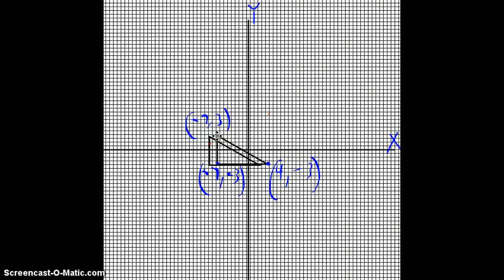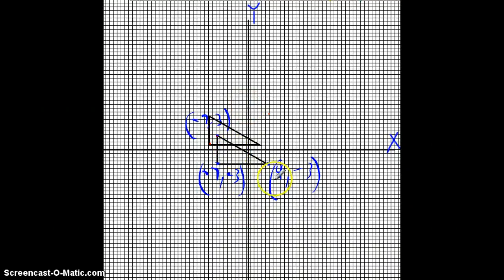Okay, so again, I can just pick one point and move it, and it'll all move with it. 1, 2, 3, 4. And go one more up. Like I said, it's tough to maneuver here. So it should be left 2 and up 4.